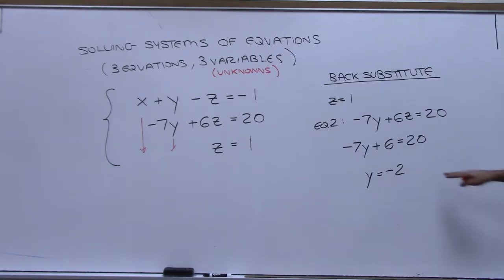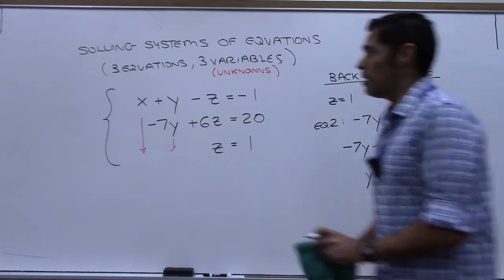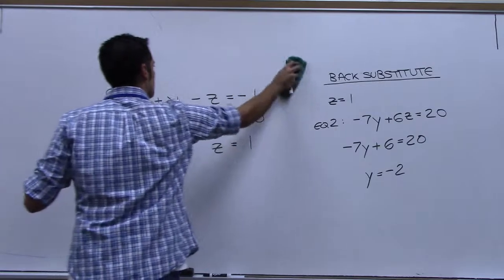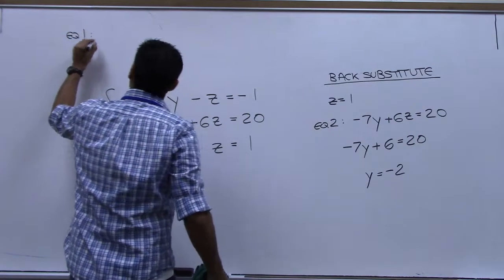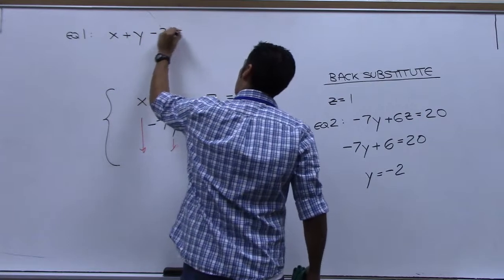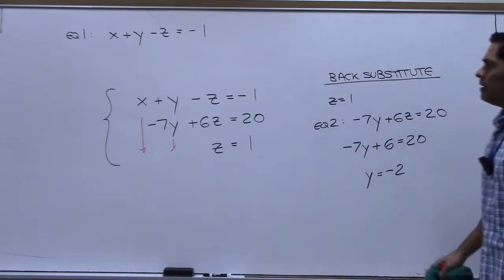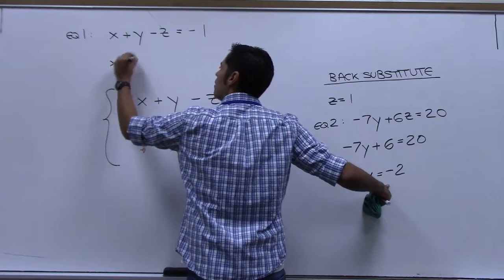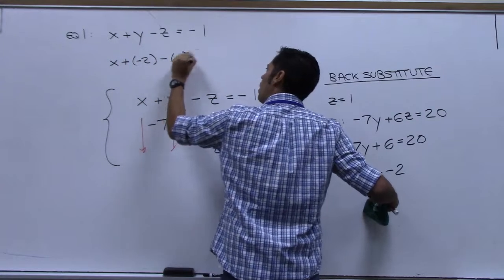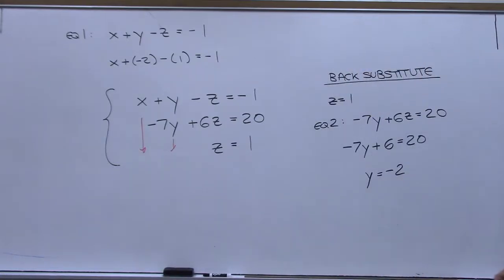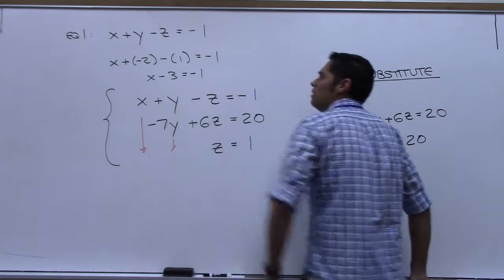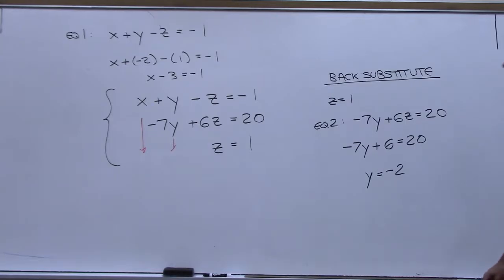Now that I know what y is, I'm going to look at equation 1. I'll write that down up here. Equation 1 is x plus y minus z equals -1. Replace z with 1 and y with -2. So x plus -2 minus 1 equals -1. Do y'all see what I'm doing? Then just figure out what that is. x minus 3 equals -1. So x is 2.